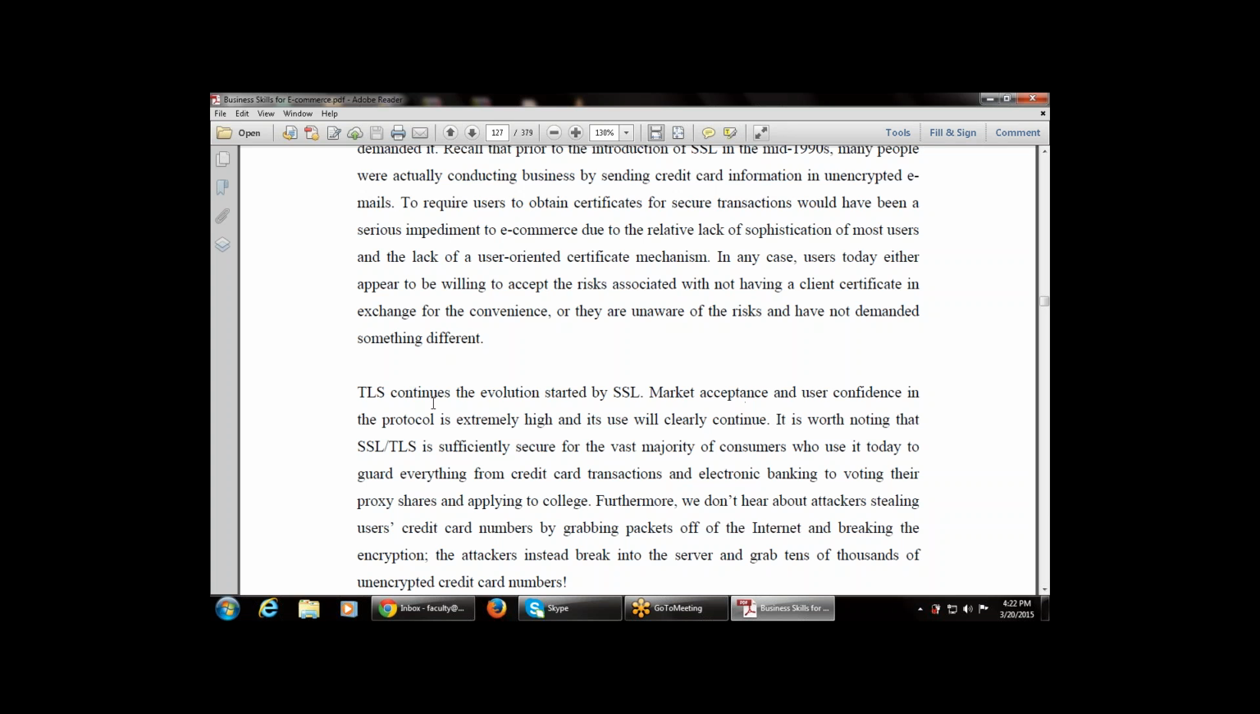Then we discussed TLS, which continues the evolution started by SSL. That is, SSL is the first part and TLS is the second part. Market acceptance and user confidence in the protocol is extremely high and its use will clearly continue. It is worth noting that SSL/TLS is sufficiently secure for the vast majority of customers. That is, both SSL and TLS are very secure protocols used for communication and for payment over the internet.